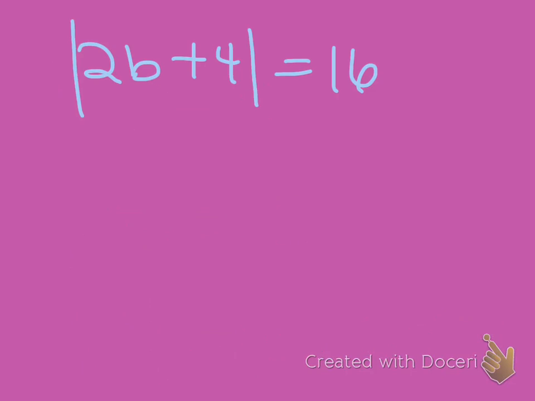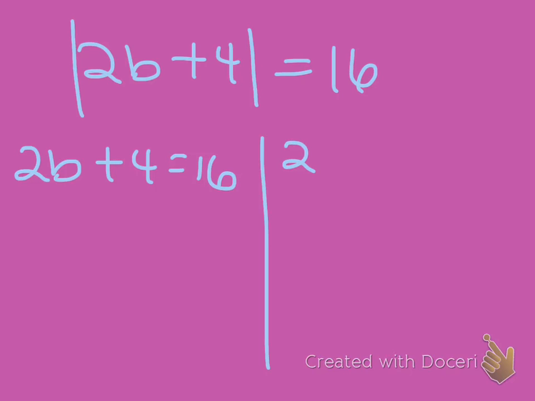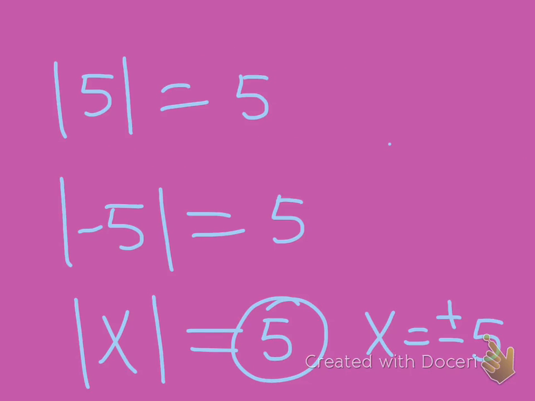So now we're going to expand that idea. We're not just going to have one variable, we're going to have an expression inside. I have a 16 out here, and so this inside could be equal to 16, but it also could be equal to a negative 16. For the same reason that x could be both positive and negative, whatever's out front, or out back in this case. Does that make sense?